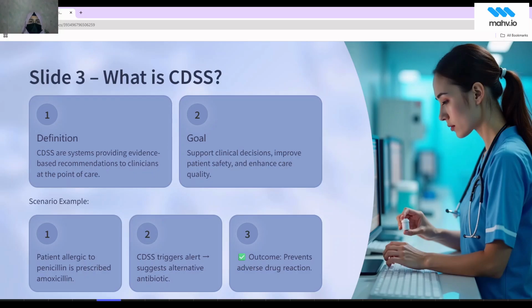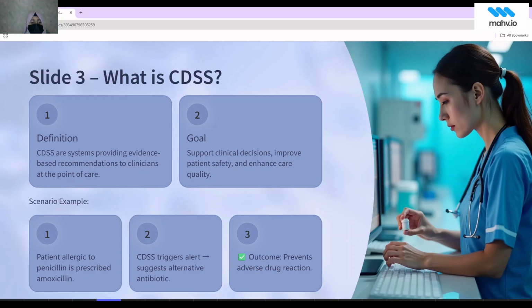As the definition shows, CDS are the systems providing evidence-based recommendations to clinicians at the point of care. And what is the goal of it basically? Support clinical decisions, improve patient safety, and enhance care quality.